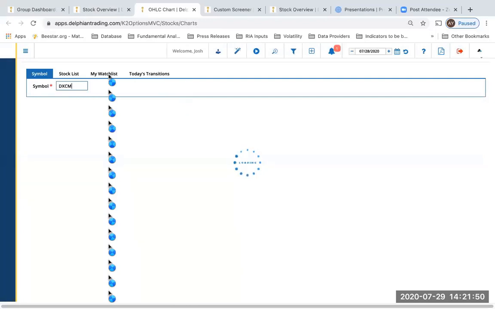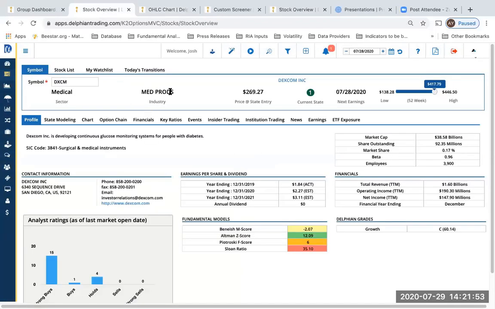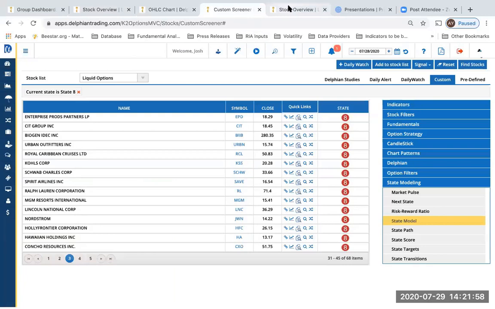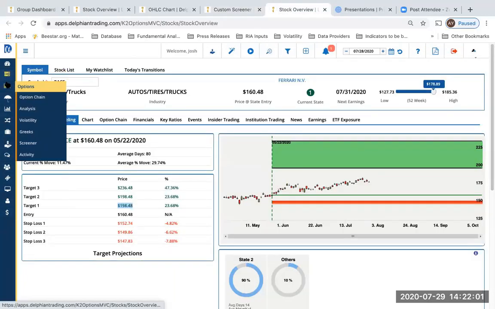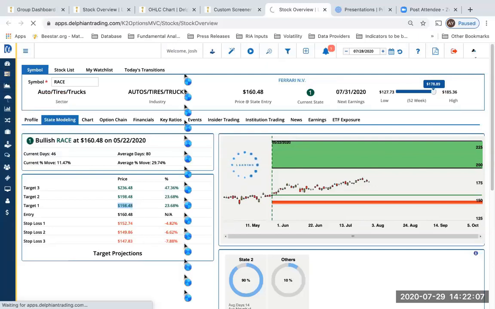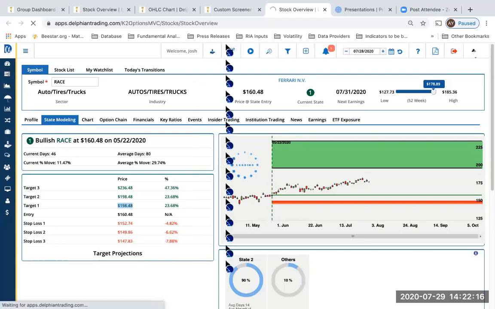But from a fundamental grading standpoint, it didn't like it, because let's go to this industry, the med products industry and medical sector. Everybody who has access to Delphian has access to this one as well. You can go to the industry overview. See, the stock by itself looked good, but in relation to the industry, it doesn't look good. It is performing below average. It could have done much better from an industry standpoint.